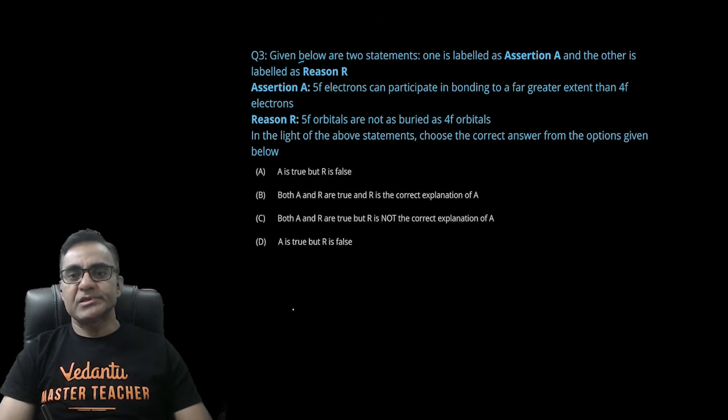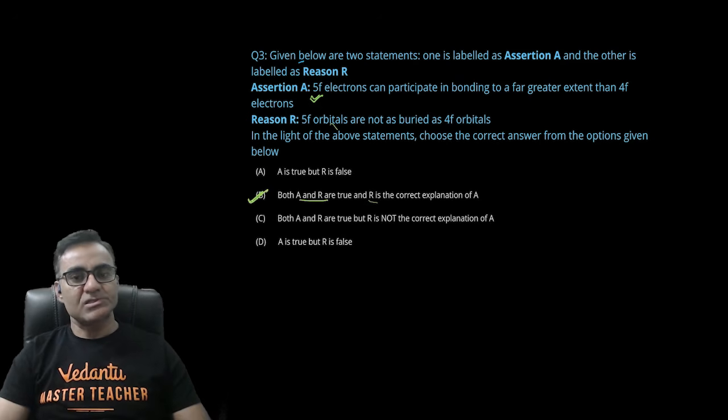The given below are the two statements, assertion and reason, and you have to check which one is correct and if the reason is a correct explanation of the assertion or not. 5f electrons can participate in bonding to a far greater extent than 4f electrons. That's correct. Actually, the nucleus has less impact on 5f. Therefore 5f is less penetrated towards the nucleus than 4f, so its electrons can participate in bonding. R is correct. 5f orbitals are not as buried as 4f orbitals. This is also correct, and this is a correct explanation of the assertion. So your answer is both A and R are correct, and R is the correct explanation of A. So B is the correct answer of this question.